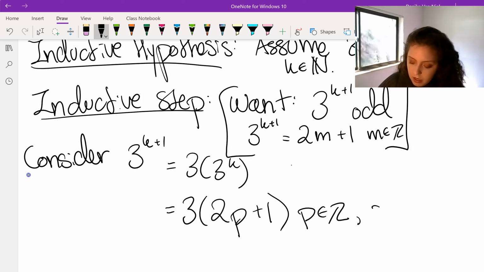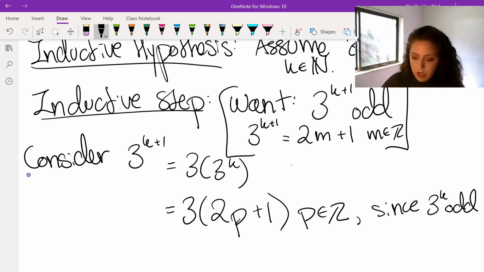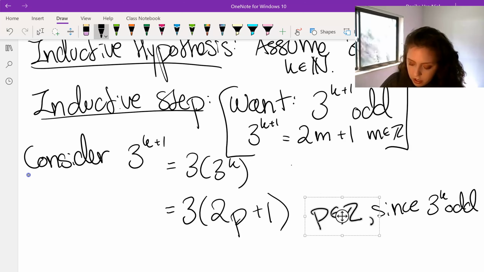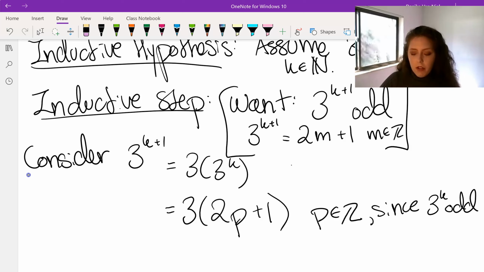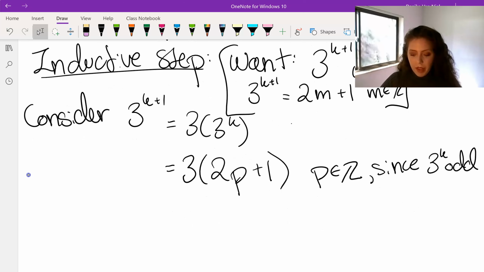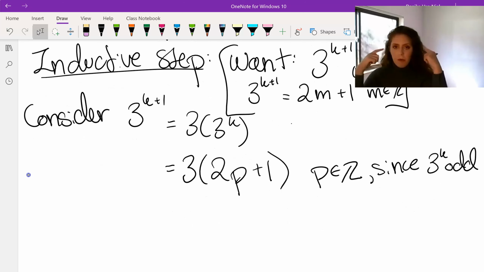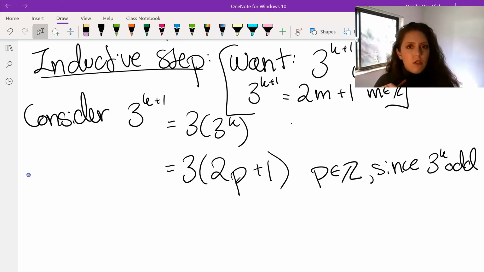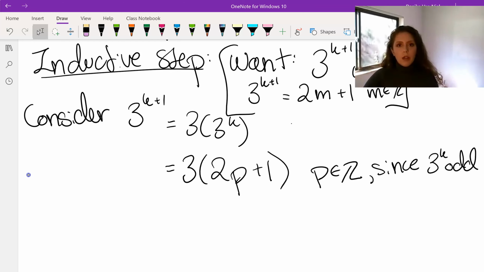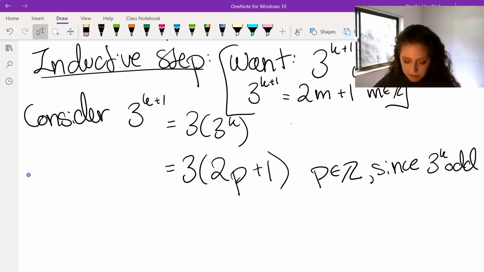p in Z, since 3 to the k is odd. Okay, so this is not really part of the line. It's just me justifying what's happening in the line. I guess the p in Z is part of the line, but then I'm justifying why I'm saying this, why I'm allowed to do that. And you kind of want that devil's advocate in the back of your head being like, well, why can you do that? Is that a jump? Like, what is that letter? You just want to keep having that discussion with yourself.